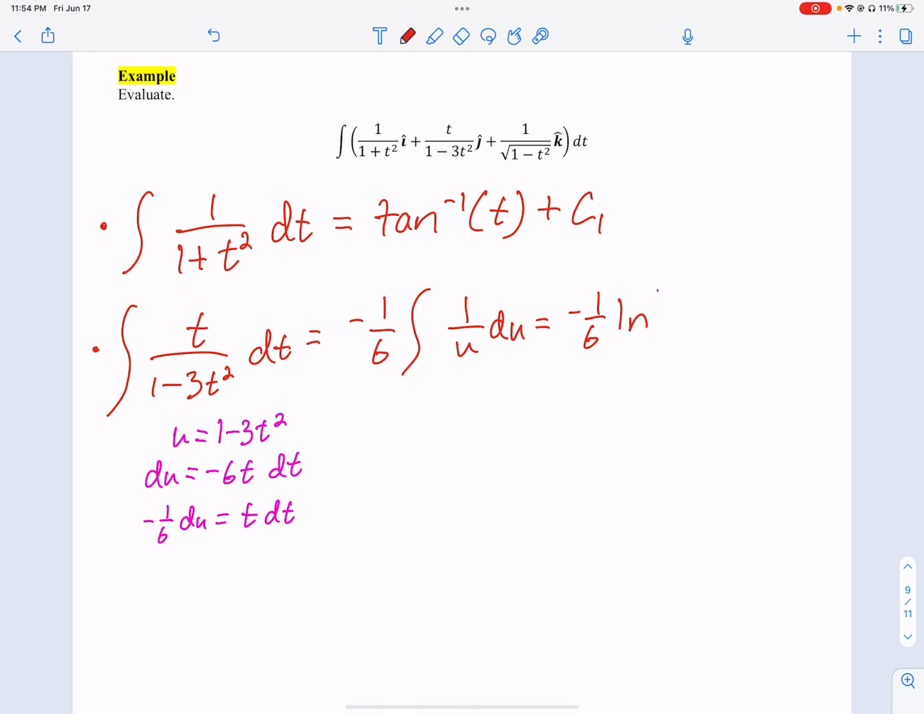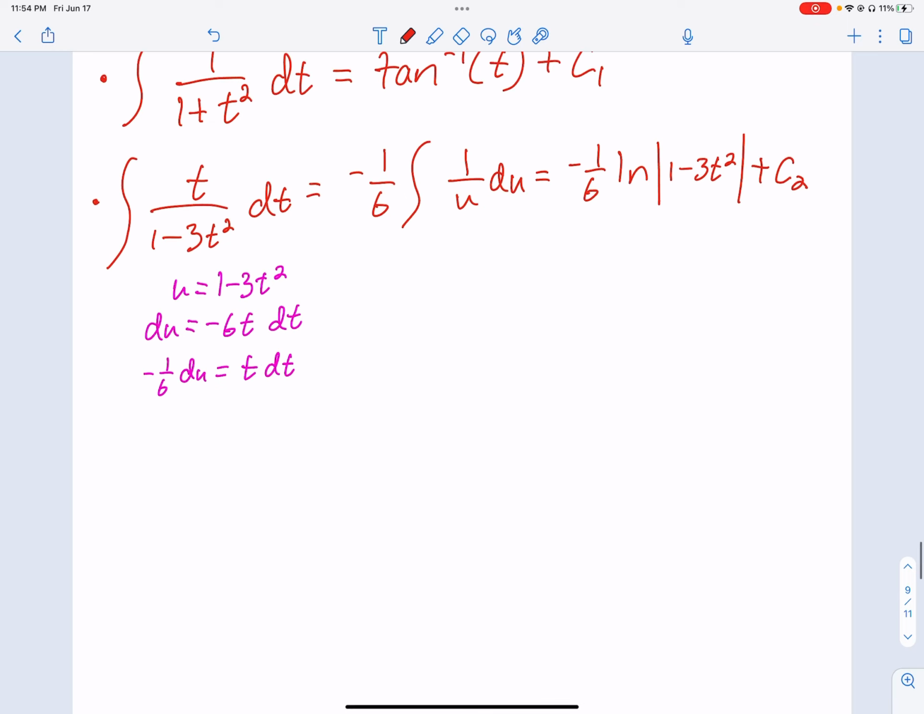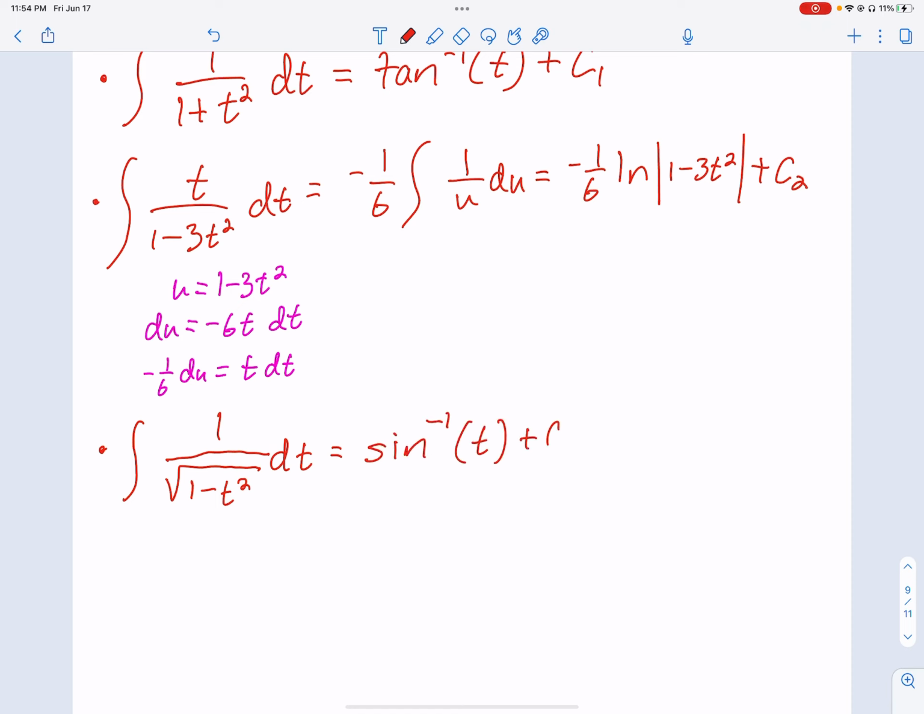So ln of, and I'm going to change the u back, 1 minus 3t squared plus c2. We're going to drop these c's in a moment anyway when we write our answer. Right, the final integral will be the integral of 1 over the square root of 1 minus t squared. This has also come up in this section already. This is the arc sine of t plus c3. Use a table. I'm totally okay with that. I'm not going to ask you to memorize those.